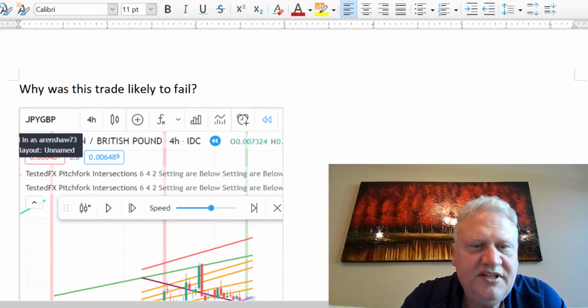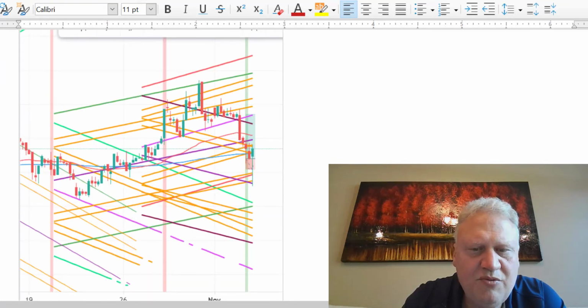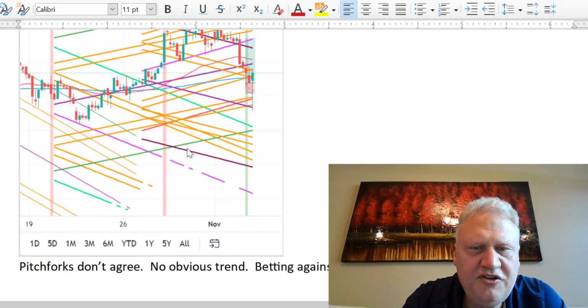All right. And why is this trade likely to fail? What's wrong with this? Why is this trade likely to fail? Pitchforks don't agree. There's no obvious trend.